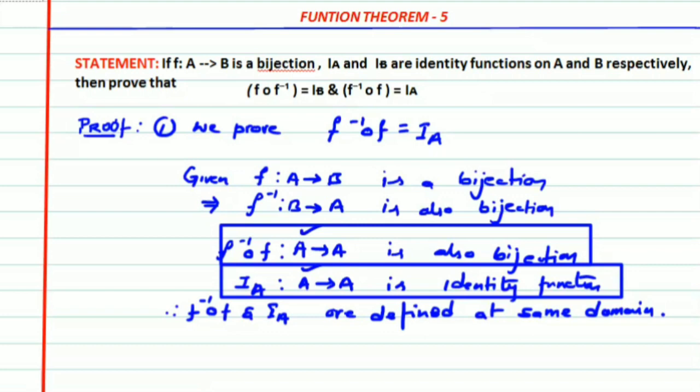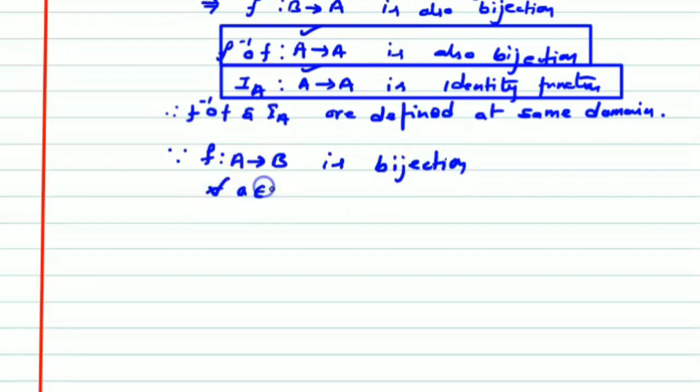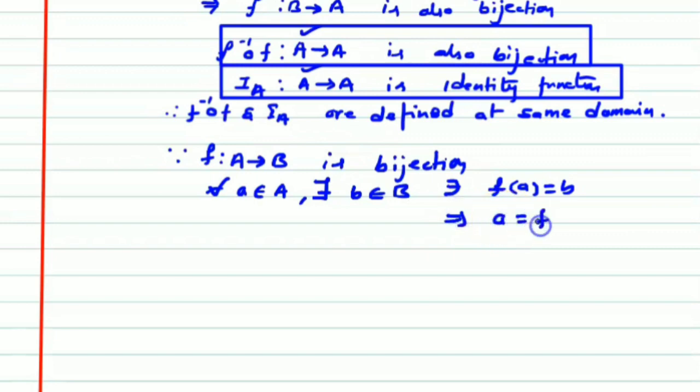Next, we prove for elements. Let us consider a belongs to A and b belongs to B. Since f mapping from A to B is a bijection, for each a belongs to A there exists b belongs to B such that f of a is equal to b, which implies a is equal to f inverse of b.